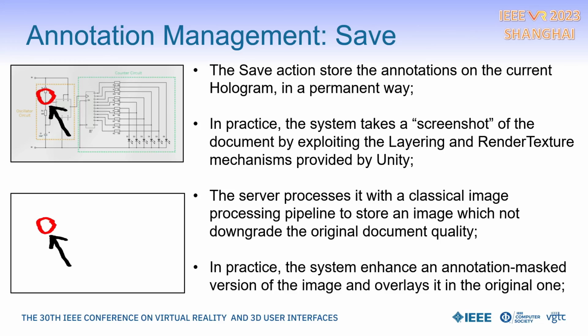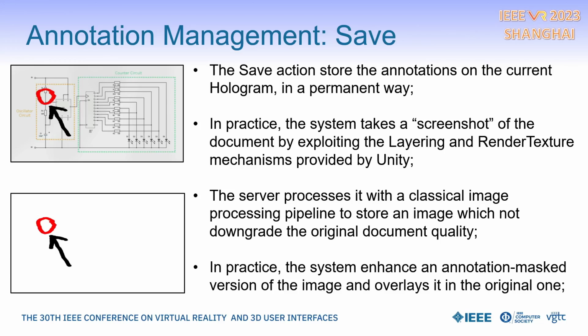This directly impacts the save mechanism of the annotation system, because the system practically takes a screenshot of the document along with the annotations placed over the document itself, by exploiting the layering and render texture mechanisms provided by Unity. The server will then process the screenshot provided by the client with a classical image processing pipeline, to store an image which does not downgrade the original document quality.